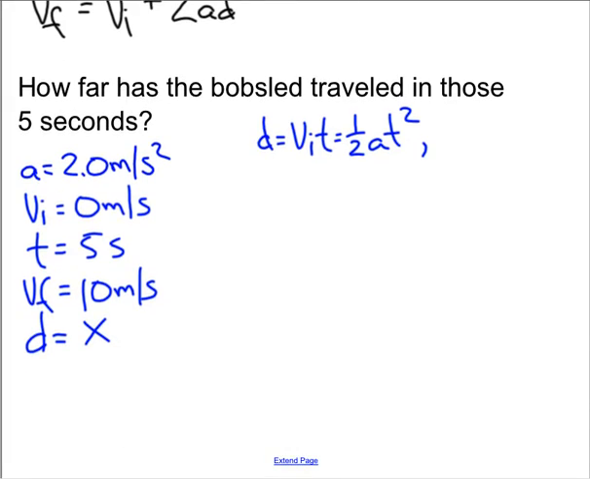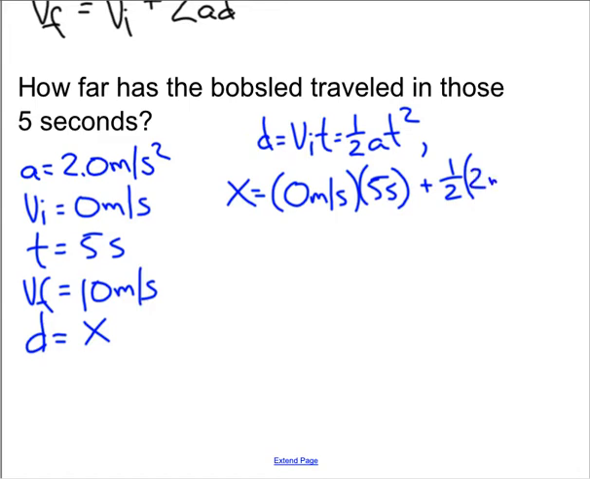Okay? We're trying to find d. We know that our initial velocity was 0 meters per second multiplied by the 5 seconds of travel time, plus 1/2, the acceleration was 2 meters per second squared, for 5 seconds. And we square the time, only the time.